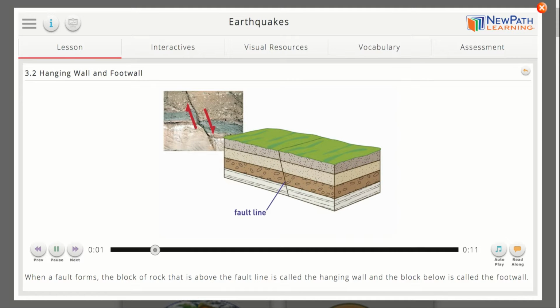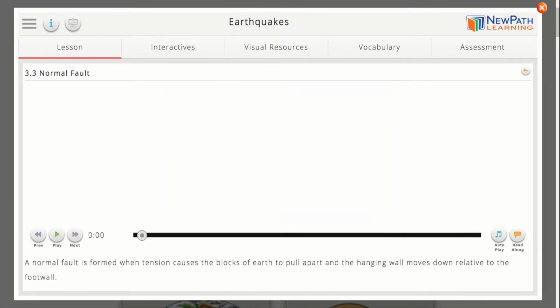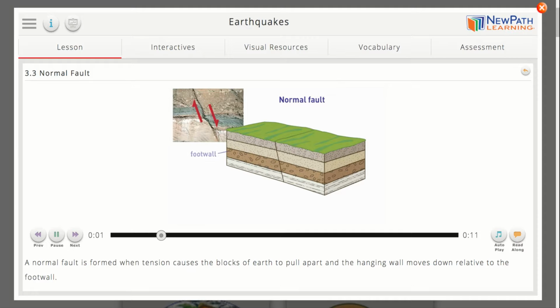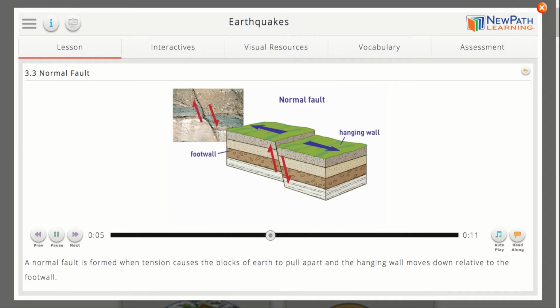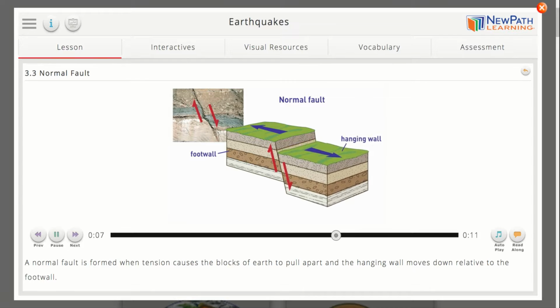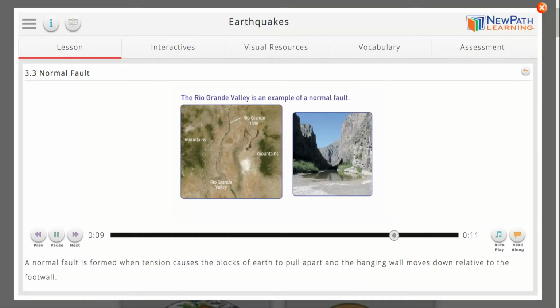When a fault forms, the block of rock that is above the fault line is called the hanging wall, and the block below is called the footwall. A normal fault is formed when tension causes the blocks of earth to pull apart and the hanging wall moves down relative to the footwall.